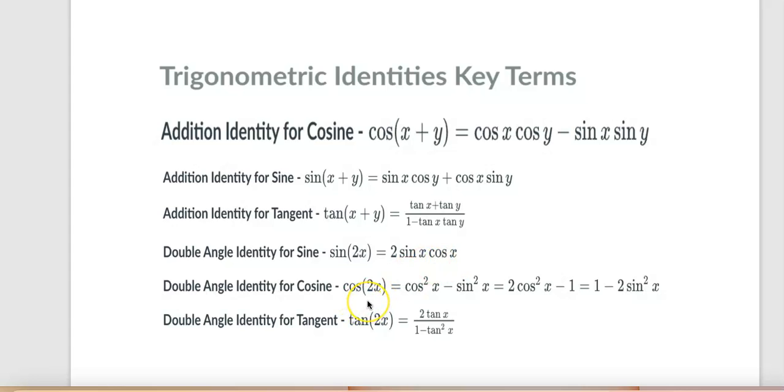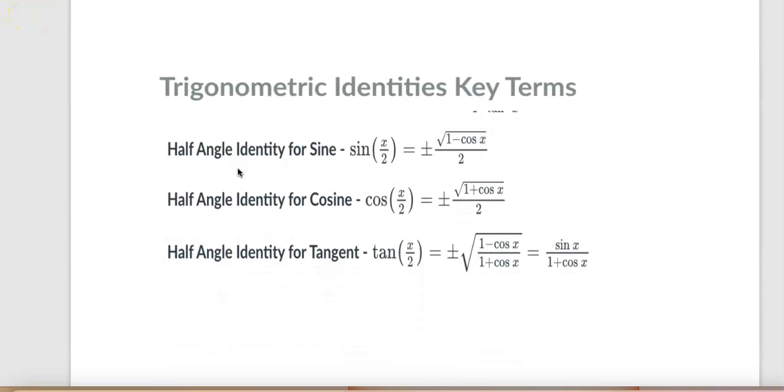Similarly, we have double angle identity for cosine. Cosine of 2x is cosine square x minus sine square x, which is also equal to 2 cosine square x minus 1, which is also equal to 1 minus 2 sine square x. Next we are having double angle identity for tangent. Tangent 2x is equal to 2 tangent x over 1 minus tangent square x.